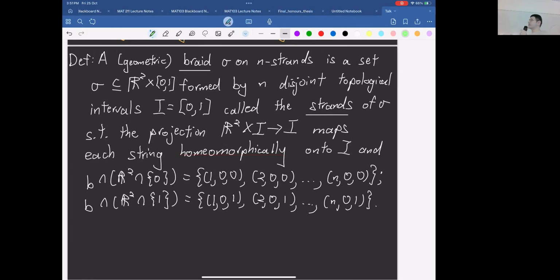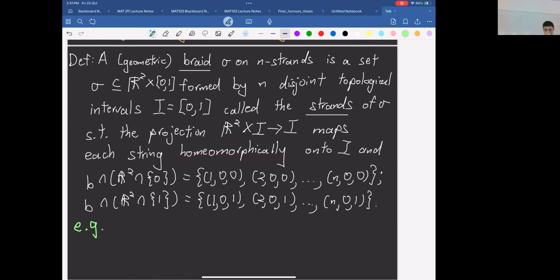And what is this n strings about? This refers to n disjoint topological intervals. So you have a bunch of 0 to 1 intervals, and then you have constraints such that the projection from R2 cross 1 to I maps each string homeomorphically onto I, such that the endpoints are in this set. If this is your first time seeing this definition, you might be burnt out, but let me draw you the picture. The picture is really easy to follow.